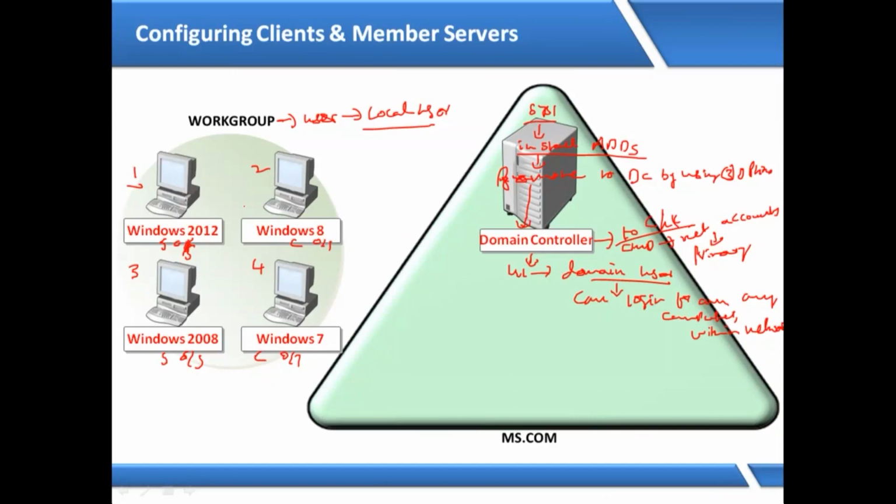Now these four machines have been installed with a separate OS, but they have not joined into the domain. Before joining the domain, all the machines will be in a work group. So if you create a user from the work group machine, which type of user is created? Local user. Local user means that the user can log in only from the machine in which it was created.